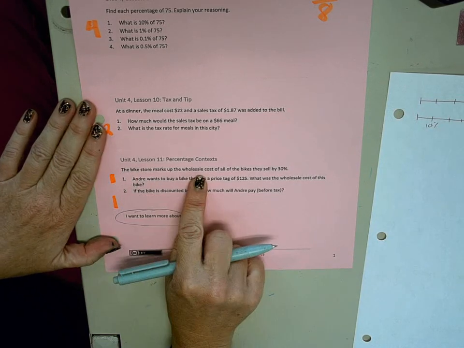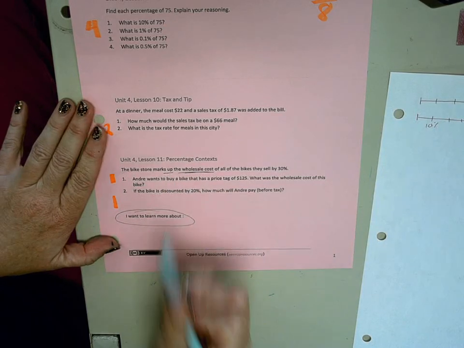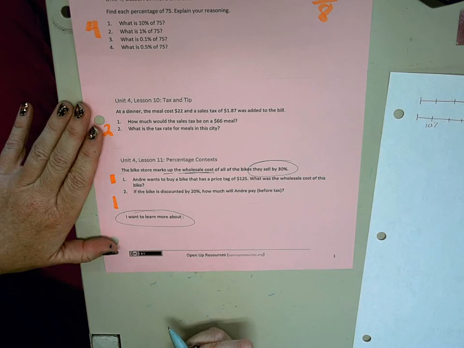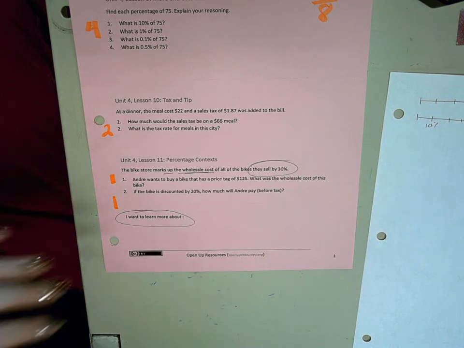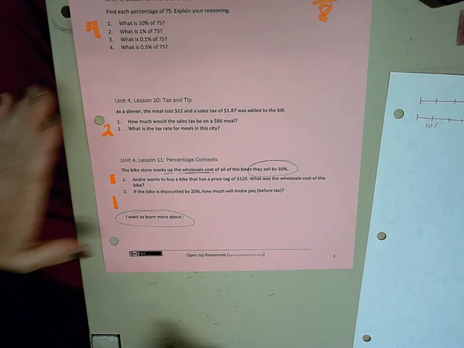A bike store marks up the wholesale cost of the bikes they sell by 30%. And we've talked this week about why markup is necessary for those businesses. They have to pay for the building, electricity, heating, air conditioning, their employees, maintenance of the bikes, and maybe also make a profit so they can make a living.